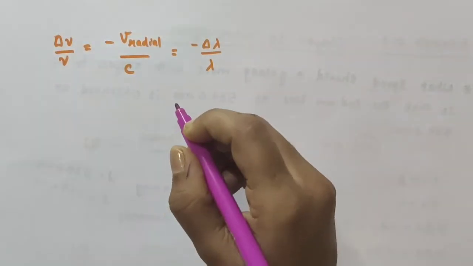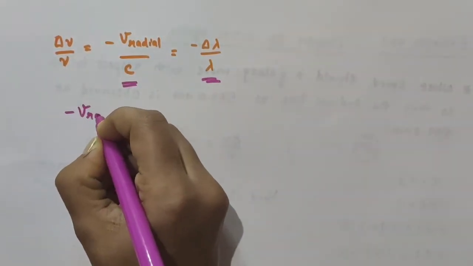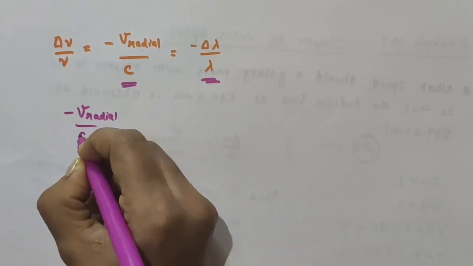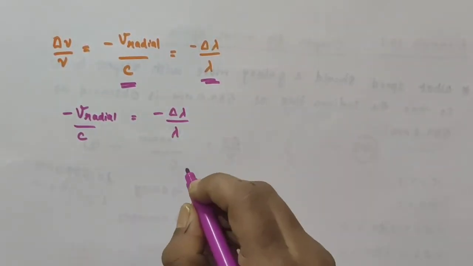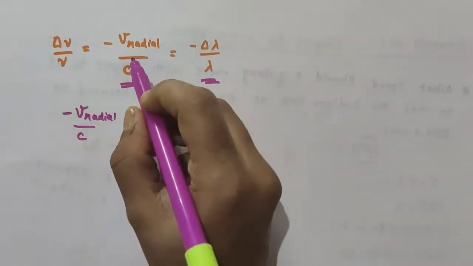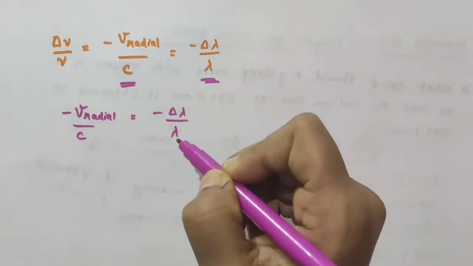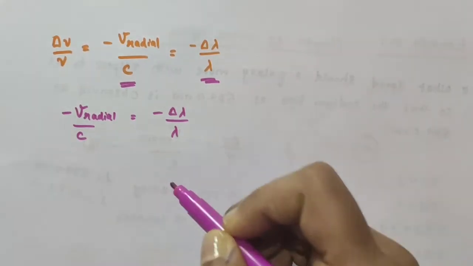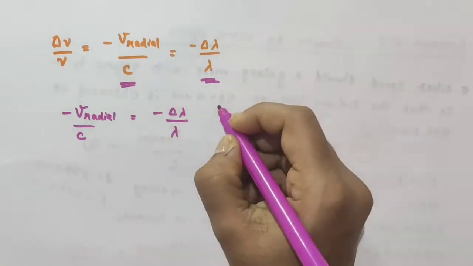Now, I am taking this part of the equation, that is minus V radial divided by C is equal to minus delta lambda divided by lambda. Alright, now since the galaxy is moving away, V radial can be taken as what?